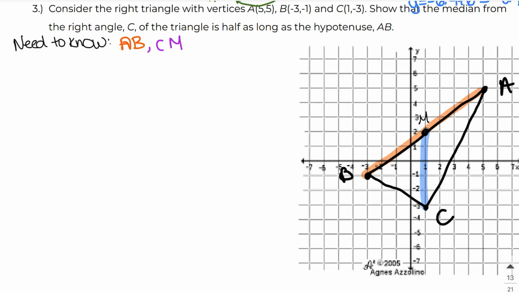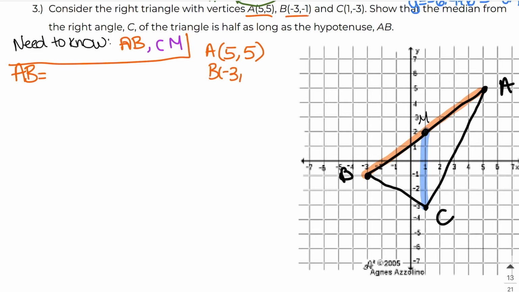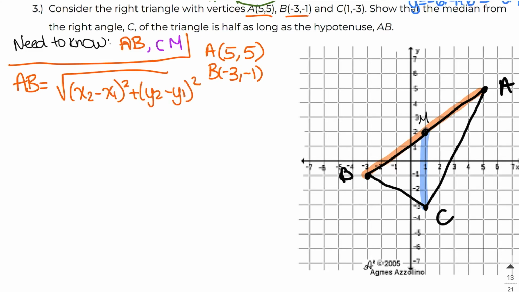AB is easy to find because we already know what A and B are. So actually, let's do that first. Let's find AB. To find AB, I'm using the point A, which is (5, 5), and the point B, which is (-3, -1). I'm just going to write out the formula, x2 minus x1 squared plus y2 minus y1 squared, and I'm going to fill in that information into the formula.